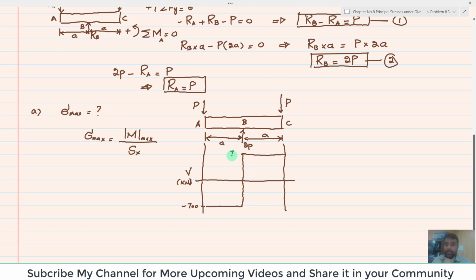This point will be plus 700. So from here you can get the maximum shear force, which is equal to 700 kilonewton. Okay, now we will move toward and draw the bending moment diagram. So for example, if this is the axis, this is the bending moment, and the bending moment will be in Newton meter.